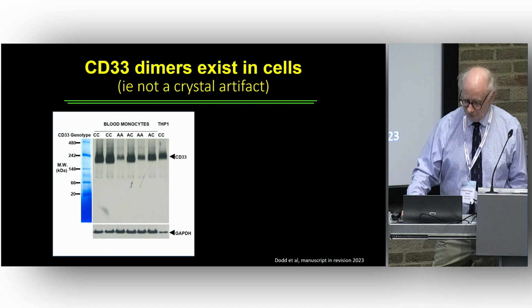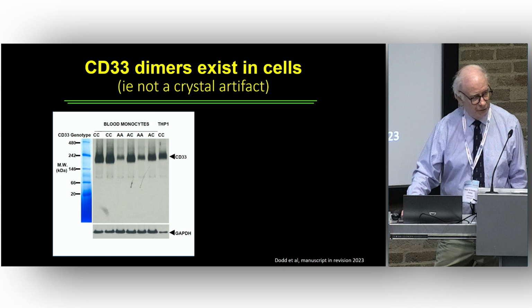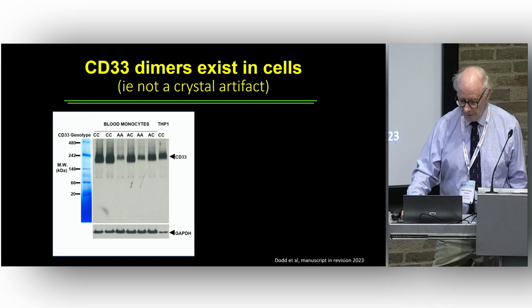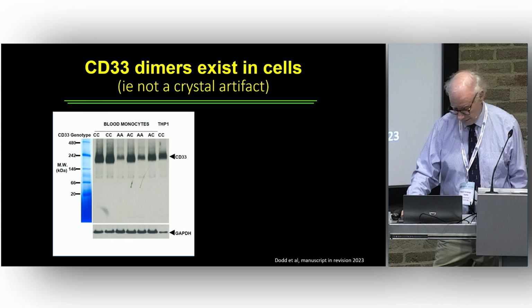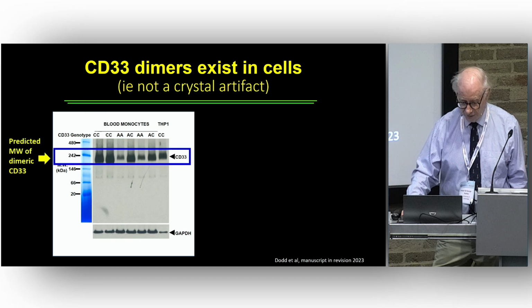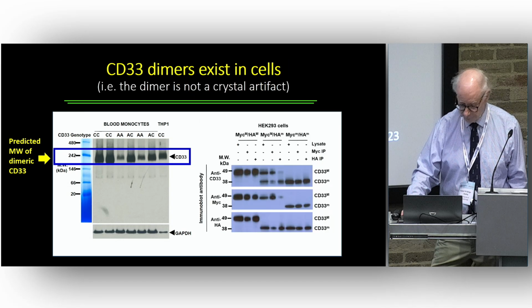To address this question, we undertook some biochemical studies, the first of which was to look at the mobility of CD33 in non-denaturing blue native gels. As you can see here, the migration pattern suggested that it was indeed an authentic dimer in cell lysates from a variety of cell types.